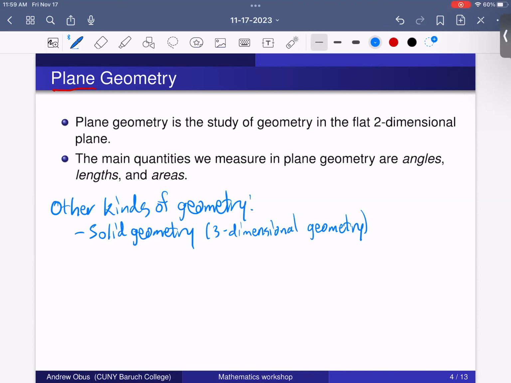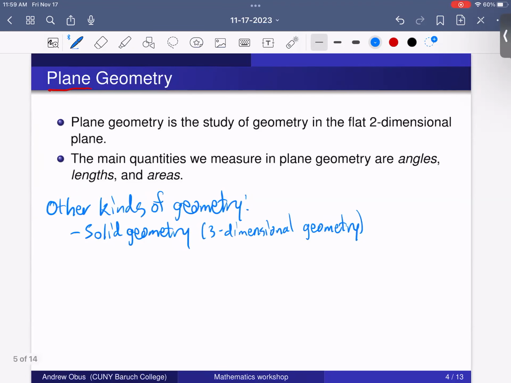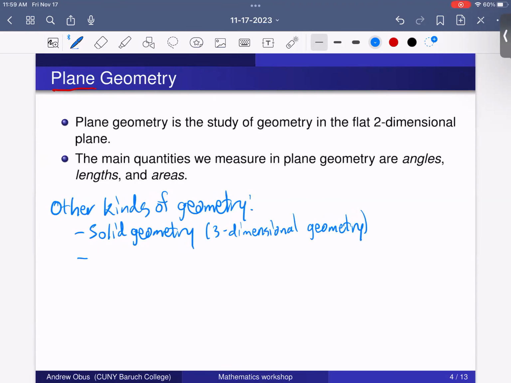Okay, so we have solid geometry. Then there's all other kinds of geometry. There's something called spherical geometry. There's something called hyperbolic geometry. And maybe we'll have one day where we talk about all of this stuff, but let me just say very briefly what it is.